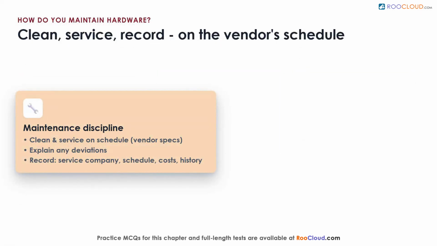So how do you maintain hardware? Equipment has to be cleaned and serviced on a schedule. Match that schedule to the vendor's specifications. The program should record the servicing details: the service company, the schedule, the costs, and the history. And management should explain any deviation from vendor guidance.